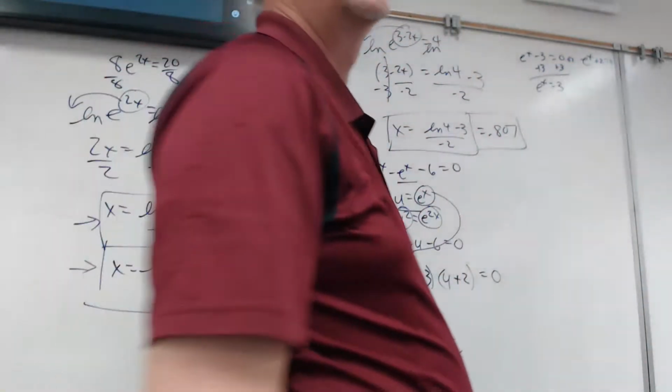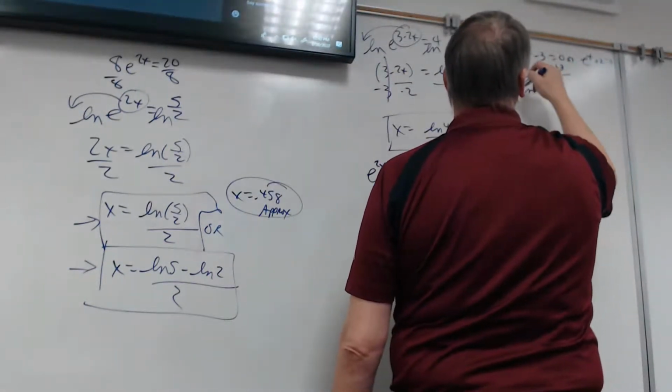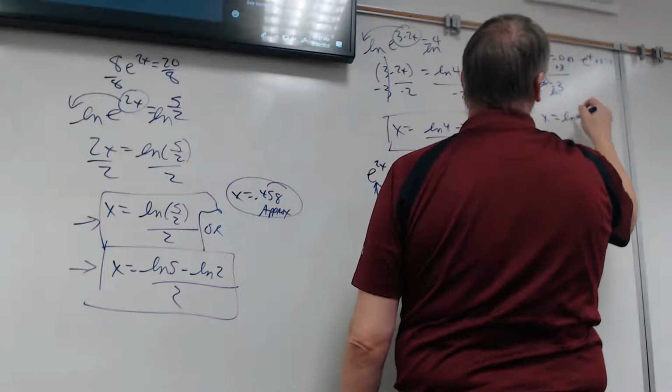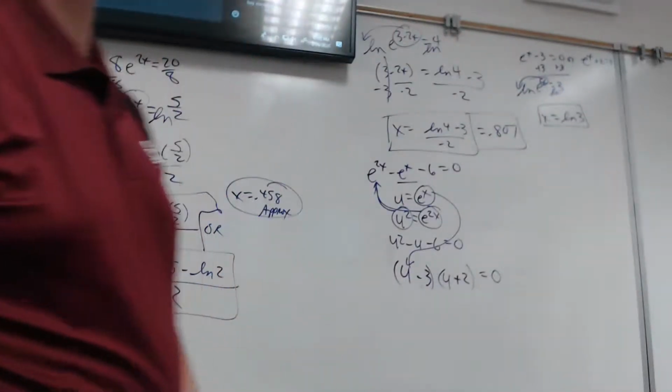And then natural log, natural log of both sides. It's just x comes out front. x equals the ln of 3. Okay, we'll check that answer in just a minute.